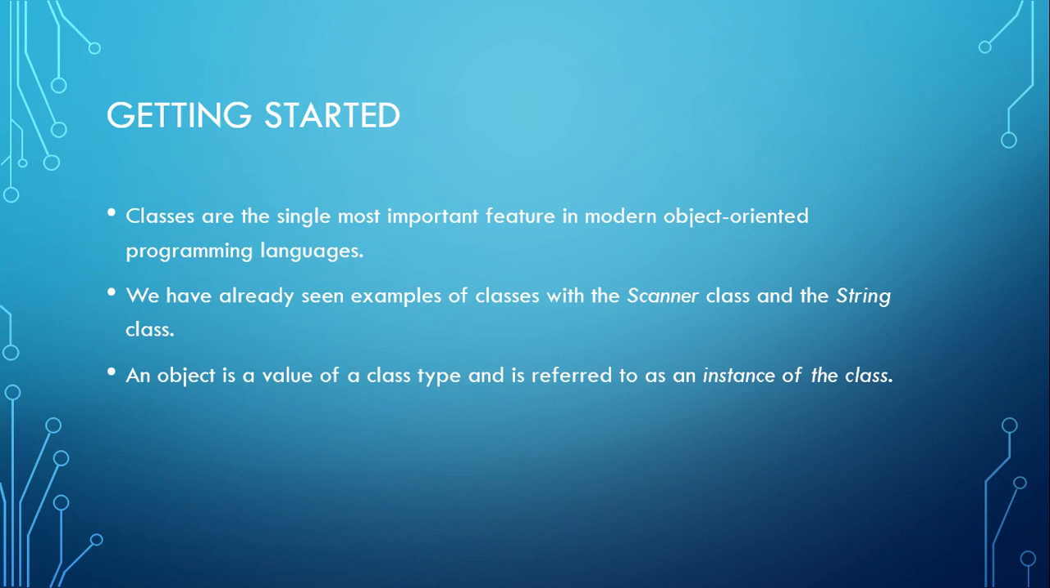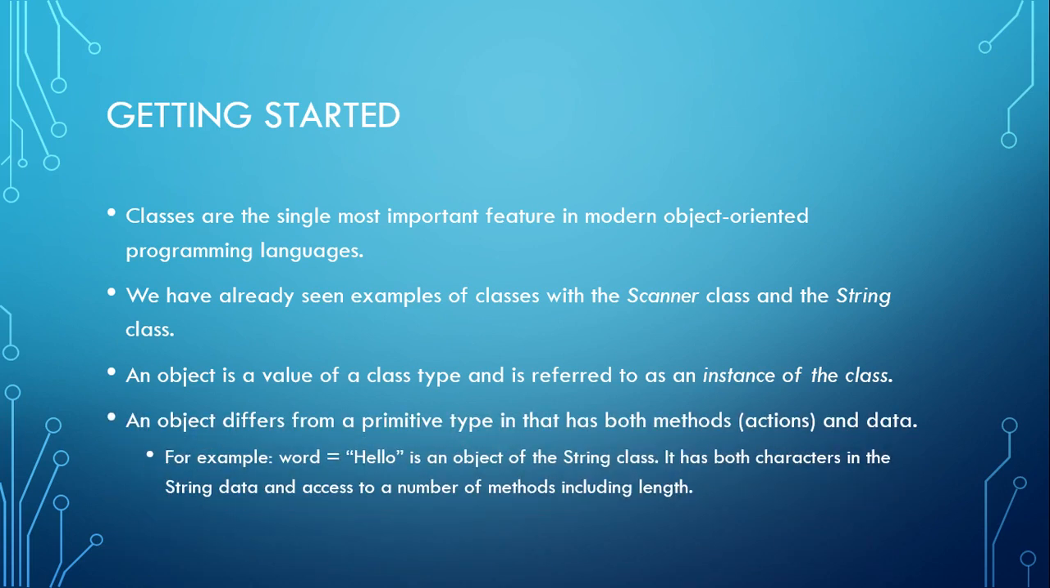An object is a value of a class type and is referred to as an instance of the class. So any class objects are instances of that class. For example, if we created a class called test class, and then we created an object in that, that object would be an instance of it. Now an object differs from a primitive type in that it has both methods, or actions, and data. If you think back to the very beginning when I had the primitive box example, the actions were the algorithms, the arithmetic operations, and the data was the actual attributes.